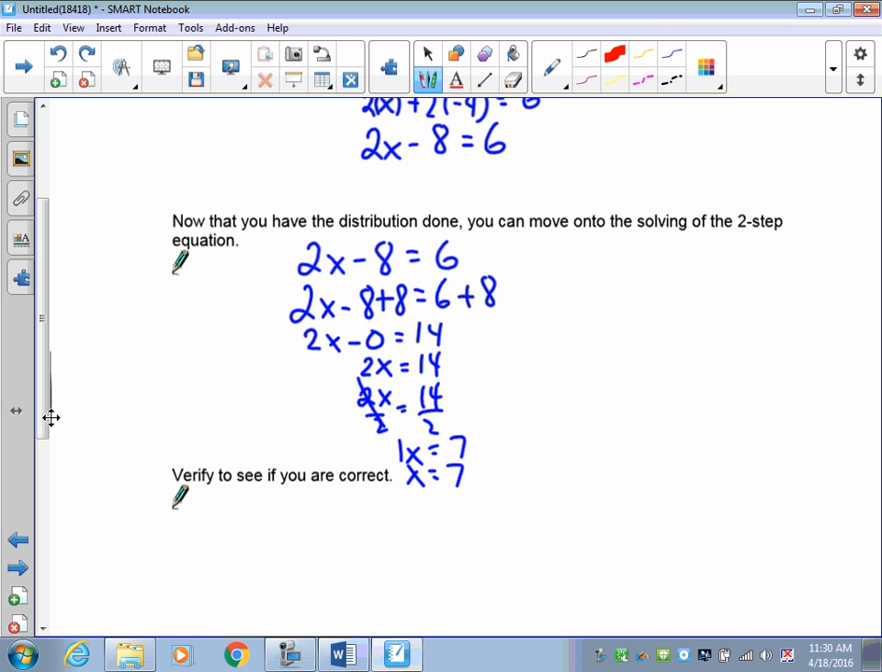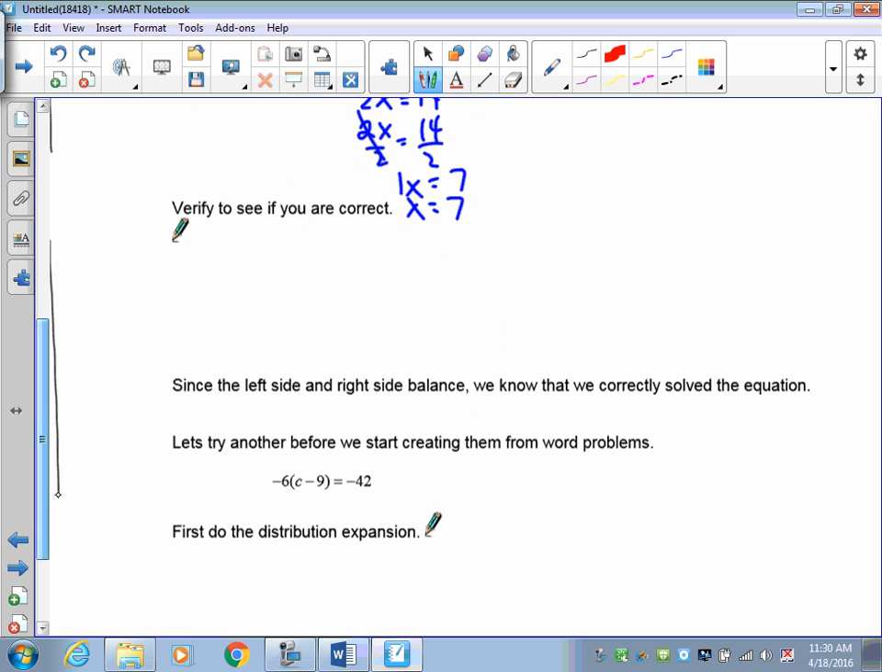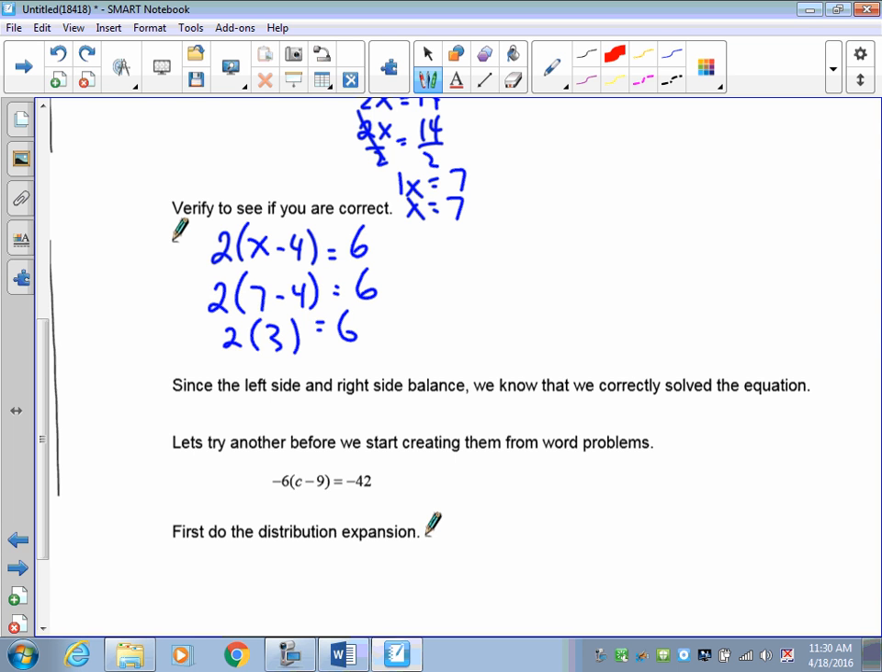So let's verify to see if we're correct. Now, we have to write down not the two-step equation. We have to go all the way back to our distribution one. That was 2 times the quantity x take away 4 equal to 6. 2 times the quantity x minus 4 is equal to 6. We said x was 7, so take out the x, put a 7 in there. 7 take away 4 is 3. And 2 times 3 is in fact 6, so we know we did it correctly.